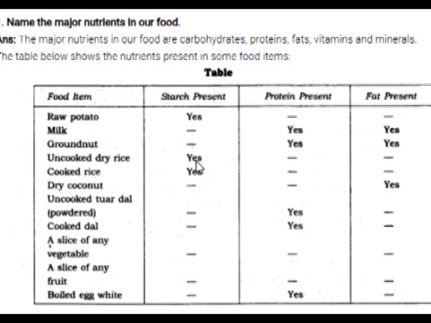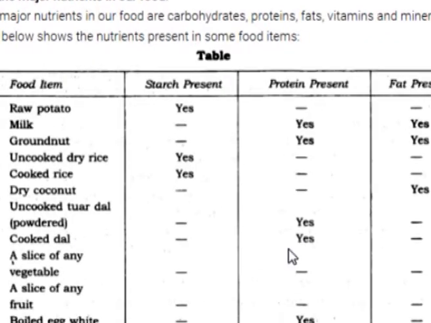Uncooked rice, it is rich in carbohydrate. Cooked rice, it is rich in carbohydrate. Dry coconut, it is a source of fats. Uncooked tur dal, it is a source of protein. Cooked dal, protein is present. A slice of any vegetable, a slice of any fruit, because they are rich in vitamins and minerals. Boiled egg white, it is a source of protein. So you will fill up your Table 2.1.